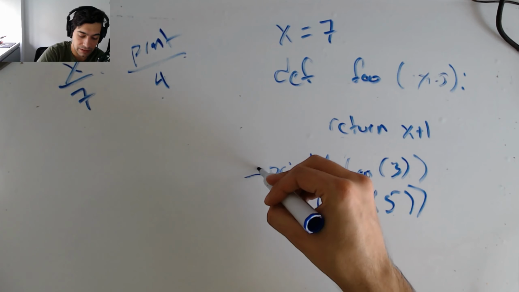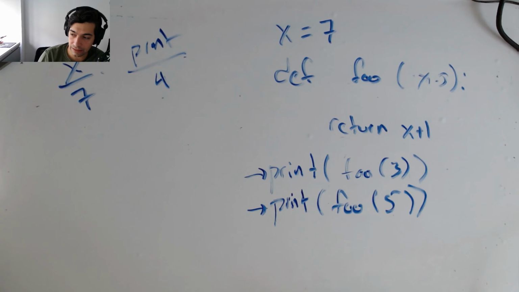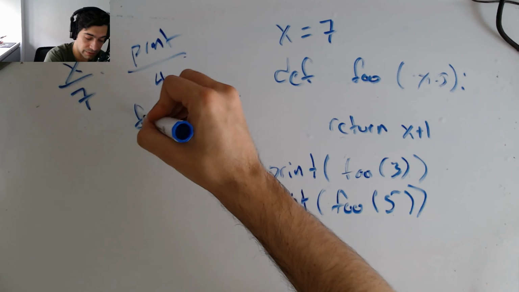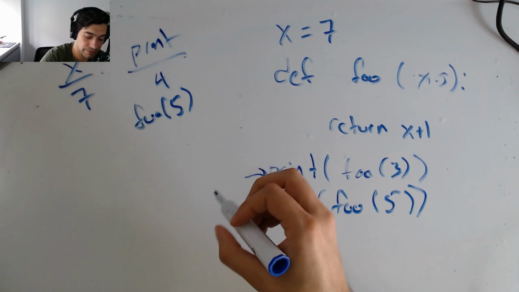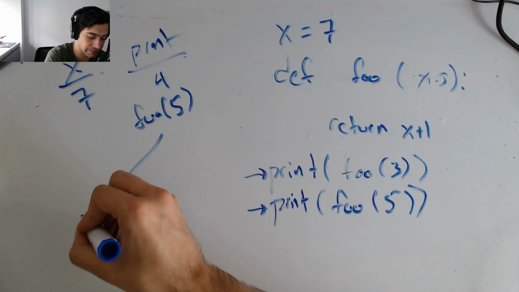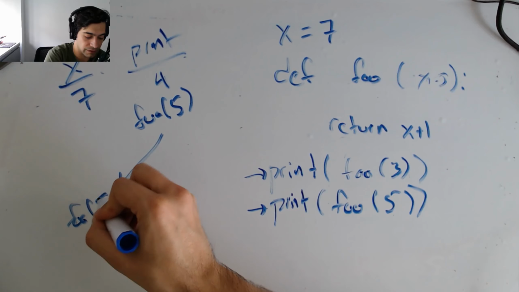And now we go on to the next line. We just executed this line. Now we go on to our next line, foo of 5. So I say, okay, I want to print out foo of 5. What are we going to do? We're going to create a new space for foo of 5.